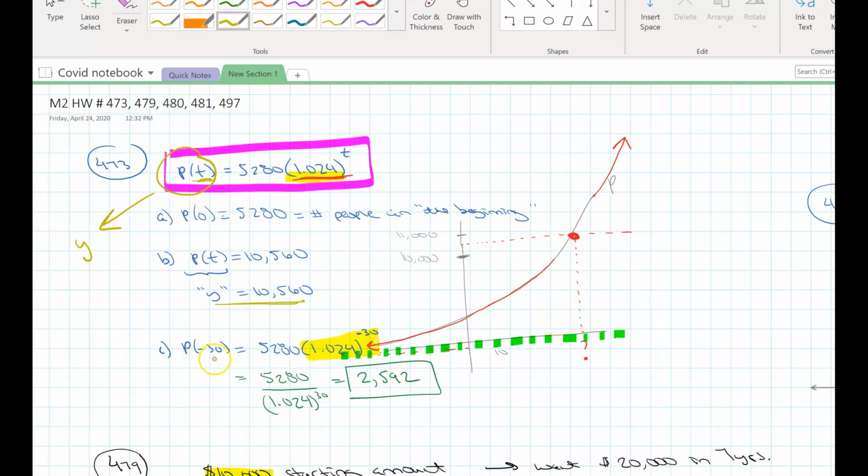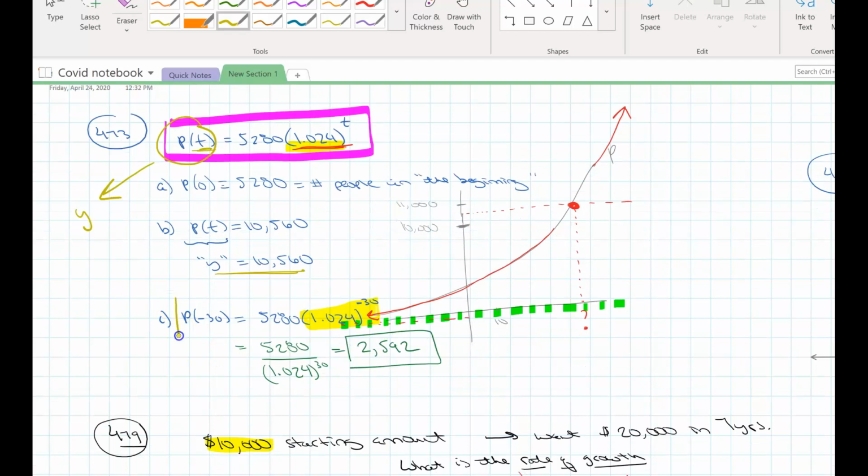And then P of negative 30. Okay, this notation means, what is the y value when x equals negative 30? And then here you'd use your calculator. Maybe you'd force yourself to exercise and remember what a negative exponent means by bringing the 1.024 down low. And the number here is 2592. And it says, what does this number mean in the context of the situation? And this would be, say, like the population of the town like 30 years ago, right? 30 years ago in the past.